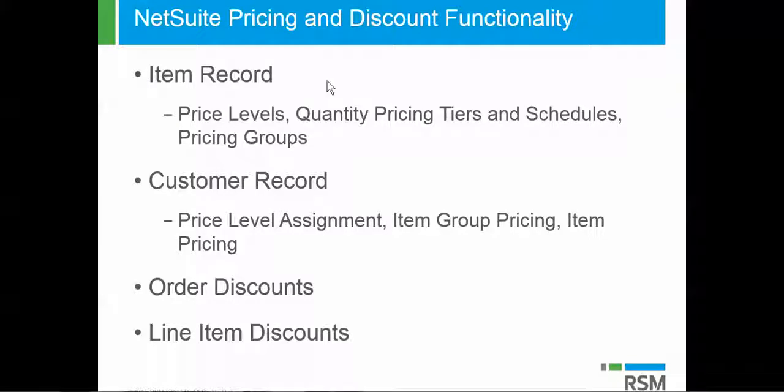We'll start in the item record and talk about how you can set up multiple price levels, use quantity pricing tiers and schedules, as well as set up item pricing groups. Then we'll move on to the customer record and show how to assign price levels at a customer record, and also define item group pricing as well as item specific pricing per customer. Then we'll move on to placing an order and show how order discounts and line item discounts can be added very easily to that order.